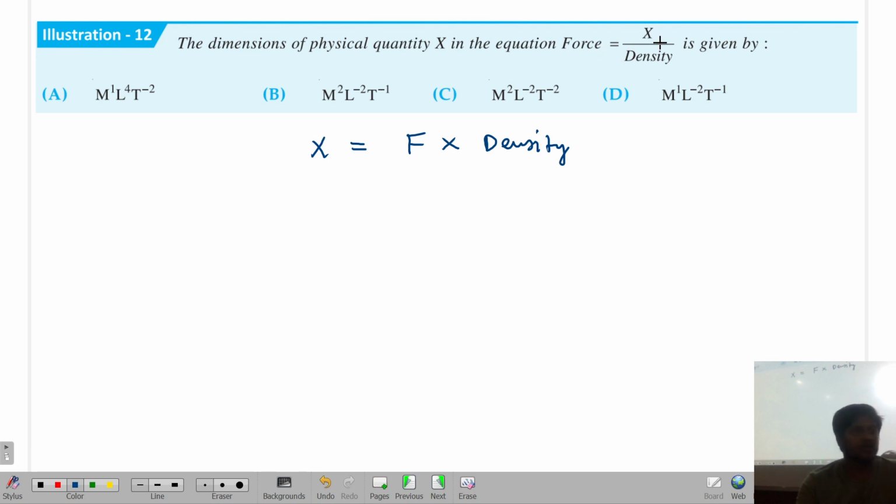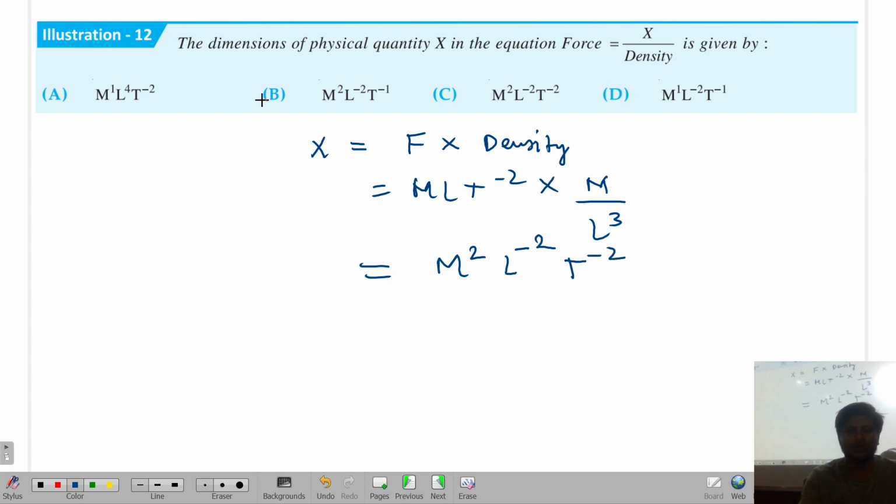So force equal to x by density, or not? Sorry, this force is M L to the power of minus 2. Density is nothing but mass by L cube. So M square, L to the power of minus 2 to the power of minus 2, minus 2. Option C, not option B. I'll kill you. Silly mistake, huh?